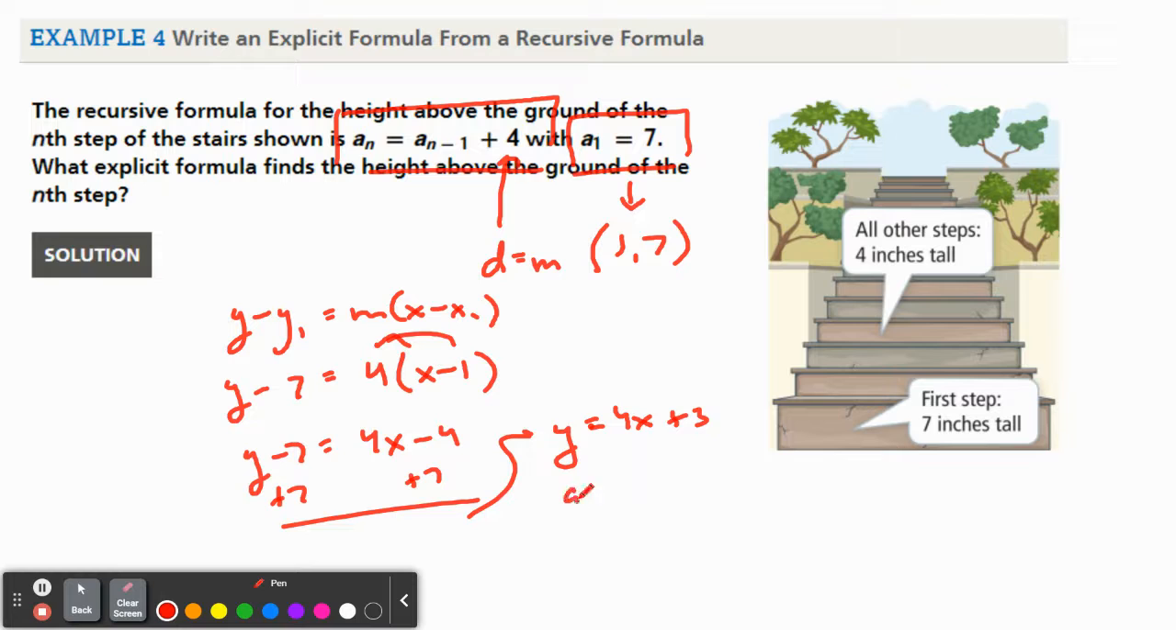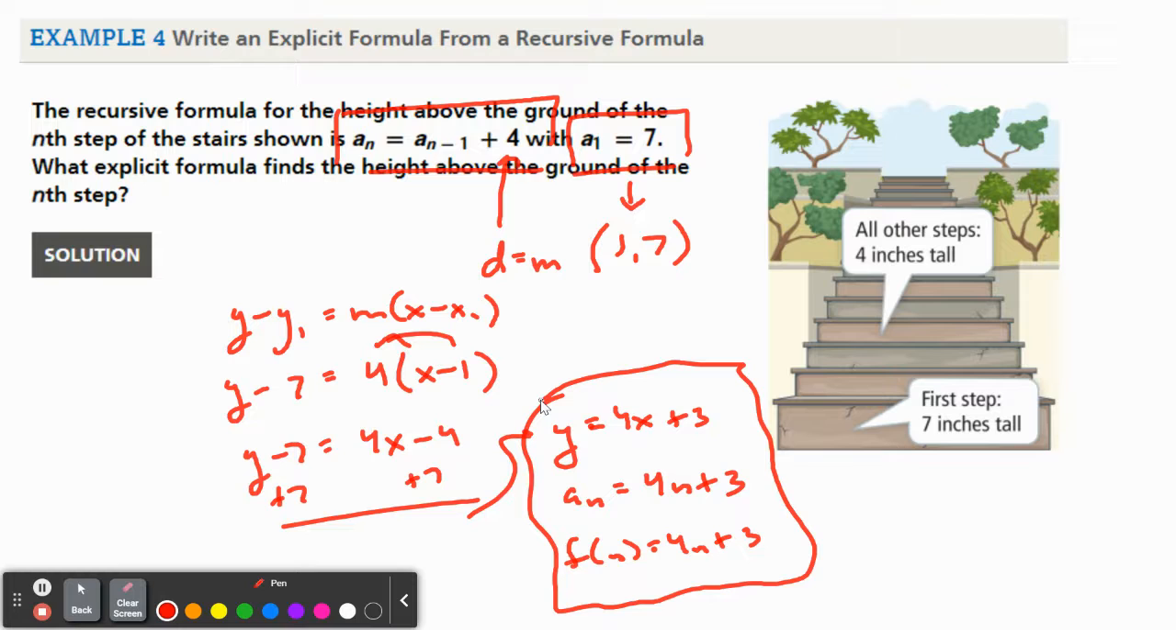So you might be able to write it like this: a sub n equals 4n plus 3, or f of n equals 4n plus 3. All of these mean the exact same thing. And this is how you would find the nth term, the nth height of steps. Again, don't need to memorize another formula. The recursive formula, yes, it's kind of strange with that a sub n minus 1, but that just means the previous term. So don't overcomplicate that.